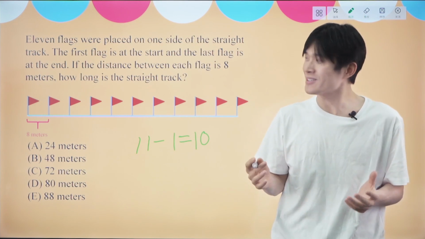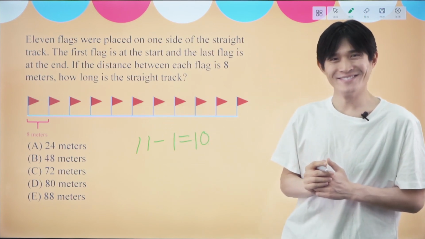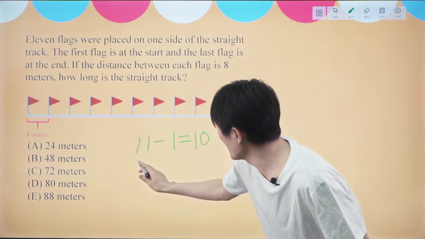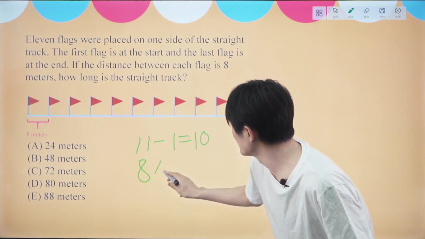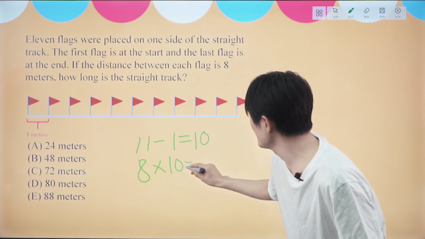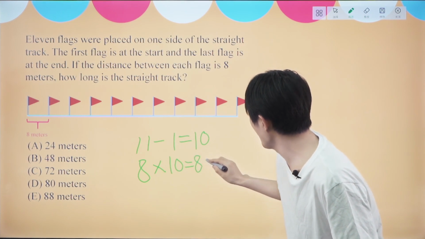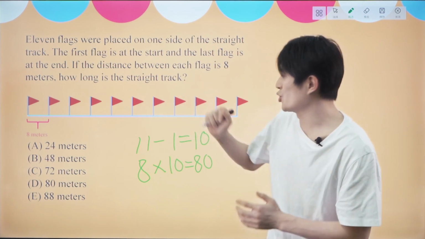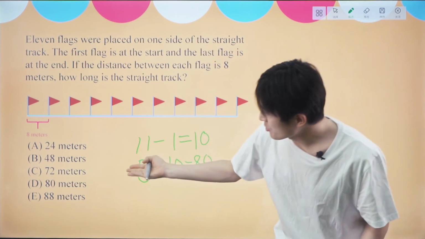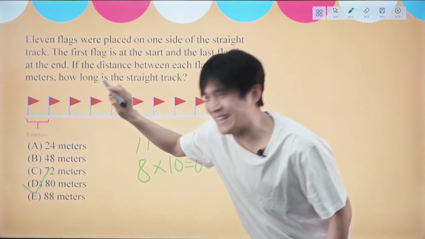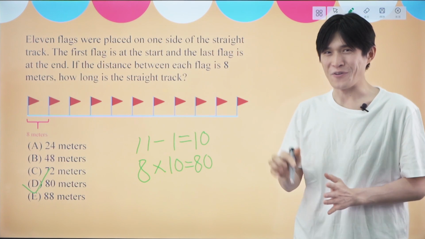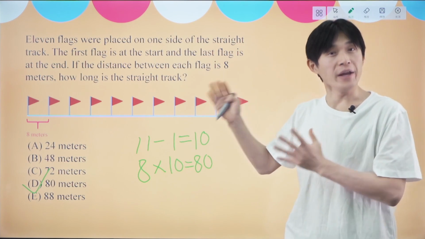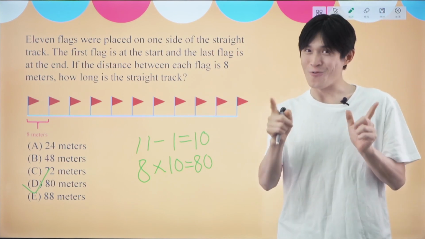So what is the distance of the straight track? You can simply do this. 8 meters times 10 is 80. So 80 meters is the straight track. So what is the option? We have D. Well done if you picked the right one. Okay, so this is how to solve this kind of interval problem. Ready for the second one?